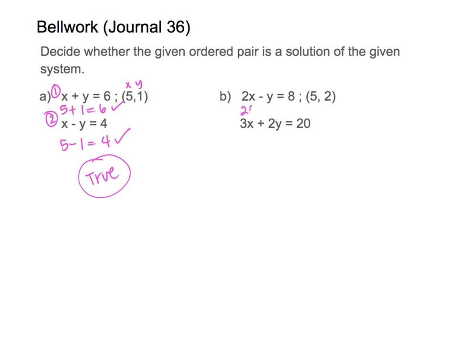This one here is a 5 and a 2, so I'm going to plug this one in. That's going to be 2 times 5, because that's my x, minus my y, which is a 2. So if I were to work this out, I would have 10 minus 2, which does give me 8. So the first equation works.